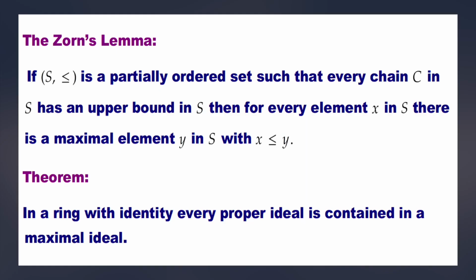Zorn's lemma is: if S, less than or equal to, is a partially ordered set such that every chain C in S has an upper bound in S, then for every element x in S, there is a maximal element y in S with x less than or equal to y. Now the theorem is: in a ring with identity, every proper ideal is contained in a maximal ideal.